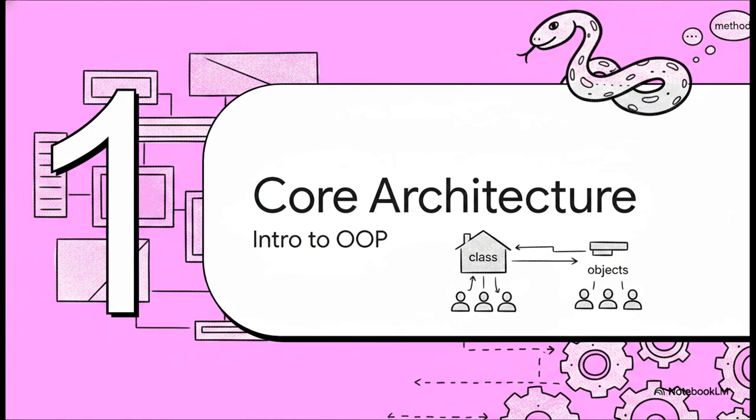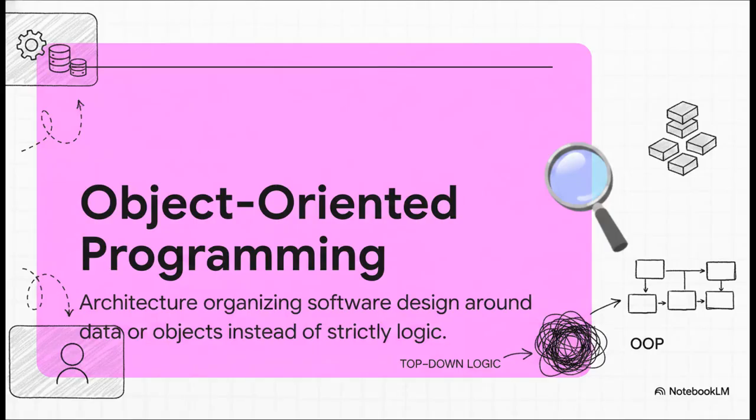Jumping right into section 1, core architecture, otherwise known as object-oriented programming. Object-oriented programming, or OOP, is basically the ultimate fix for keeping our code sane. For a long time, early programming was literally just a top-down list of instructions. Do this, then do that, then do this other thing. But OOP completely shifts that paradigm. It organizes your software design around data, or objects. Think of it like breaking your code down into distinct, self-contained modules that actually interact with each other, instead of just one giant, impossible-to-read script. It really is the absolute foundation of modern Python.